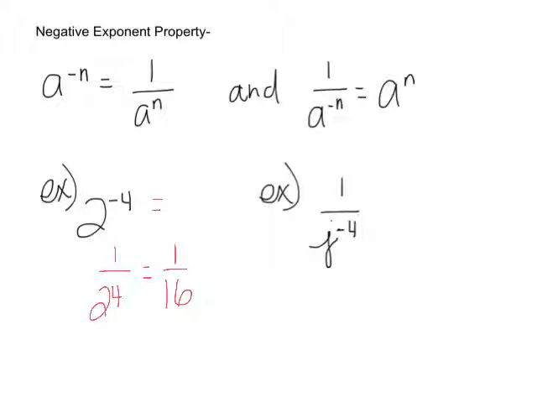On the reverse side of that, if I have 1 over a base to the negative power, I'm just going to take the reciprocal of that and make my exponent positive. So if I have 1 over j to the negative fourth, I take that reciprocal and I make the exponent positive. So I'm going to get j to the fourth power.